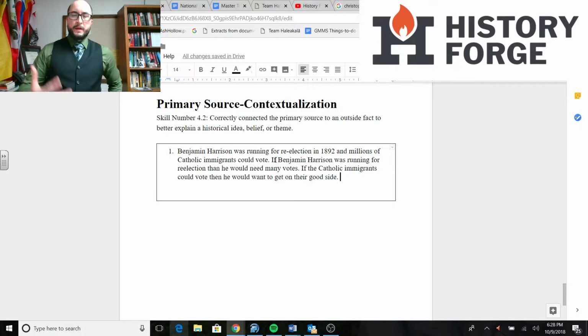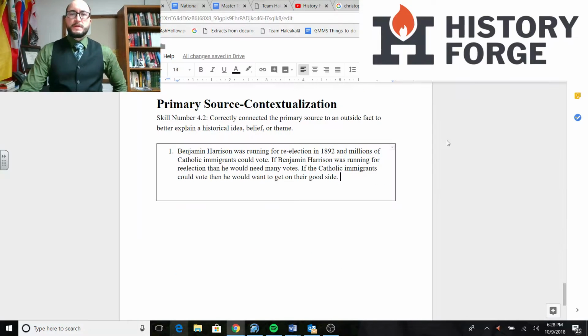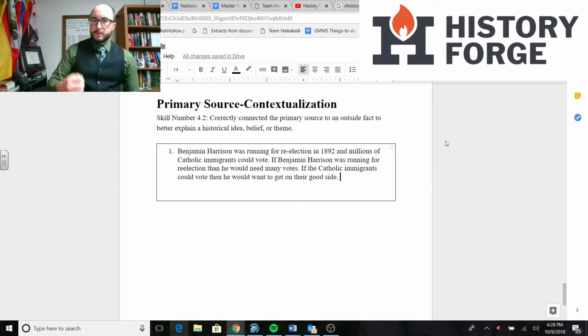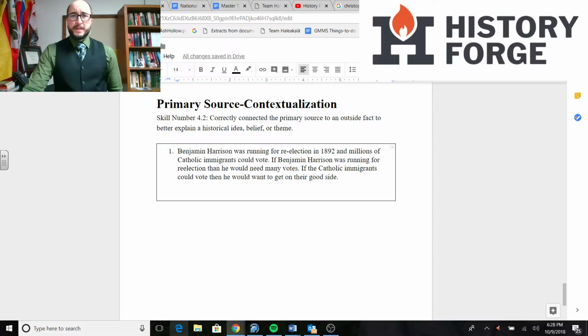So again, you always want to explain why you think these things. With these questions, you don't just write down number 2 would be the right answer. You would need to explain further why you know that's correct. You always want to back yourself up, okay? And that's really all there is to it. You're just connecting an outside fact.